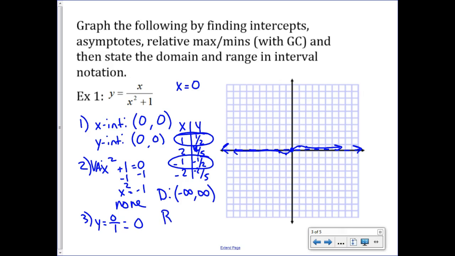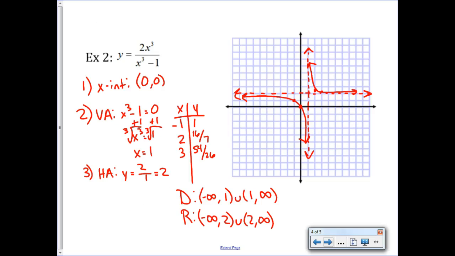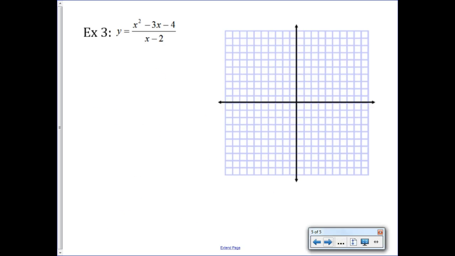And then range, we saw that our lowest point was -1/2 and our highest point was 1/2. So that's all we're going to see out of it. We'll never get anything below -1/2 or above 1/2. All right, last example here. So this time we have x squared minus 3x minus 4 on top and x minus 2 on the bottom.